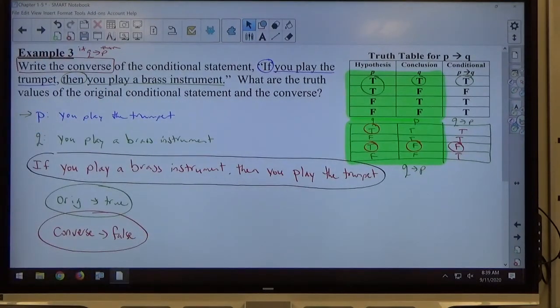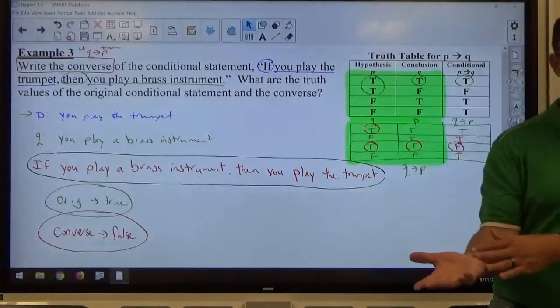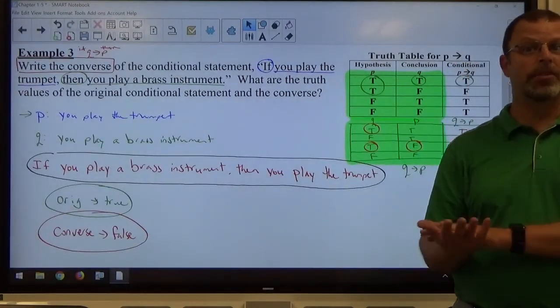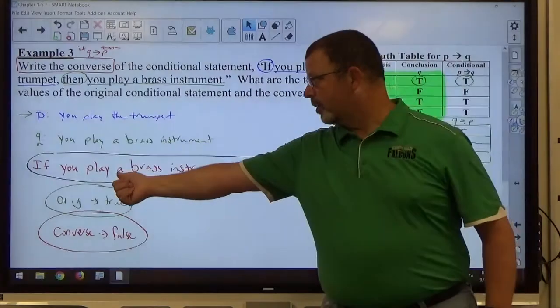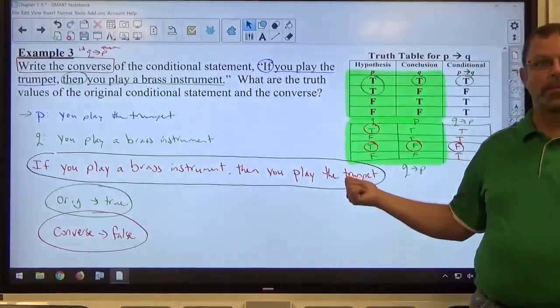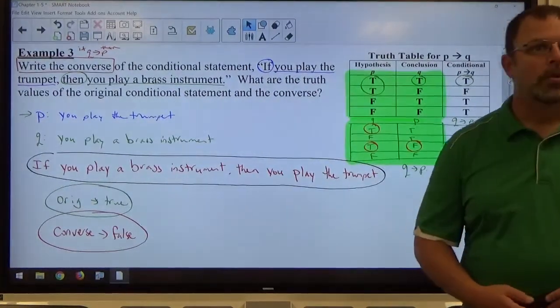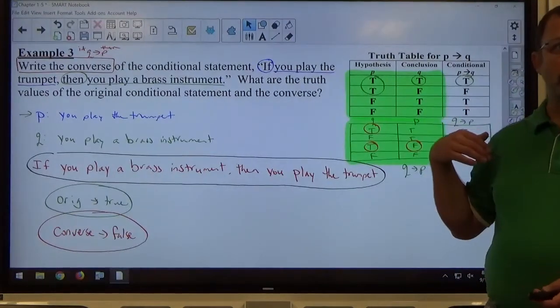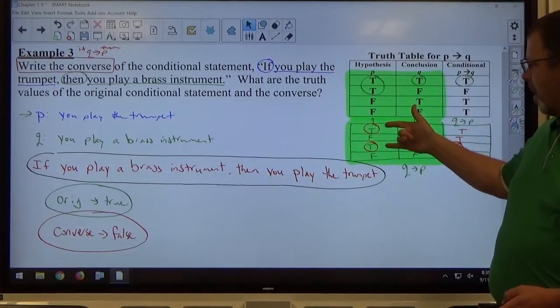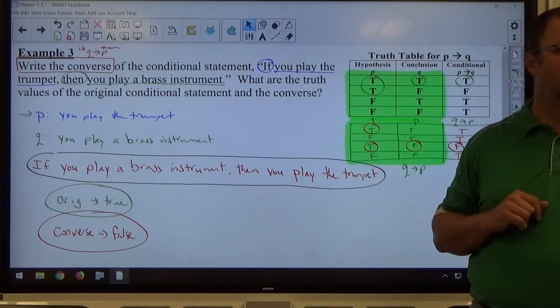So be careful with the logic, that you write the if-then statement correctly and determine its truth or falseness correctly off of that. Again, you assume the truth for the hypothesis of the statement you're evaluating. This is the hypothesis: I play a brass instrument. It doesn't have to be a trumpet. It could be a trombone or one of those other ones. So that's how we do this. Use the truth tables to help you out, but again, I always assume the hypothesis is true, determine whether the conclusion is true or false, to determine if it's true or false altogether.